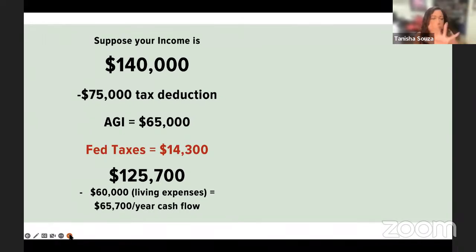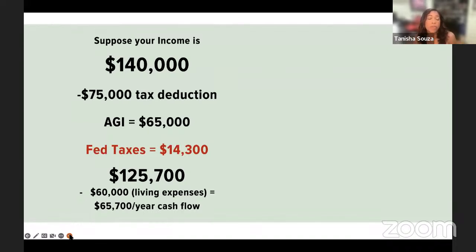I just want to show you the difference here and what a tax benefit like this could do for you. So if you have $140,000 after your regular deductions, you take the $75,000 deduction because you invest $100,000 into the investment. Now your adjusted gross income is only $65,000. Doesn't mean that you only got $65,000, but that's your adjusted gross income that you're going to be taxed on, which puts you in a lower tax bracket as well. So now your tax is only $14,300, which is half of what it was before.